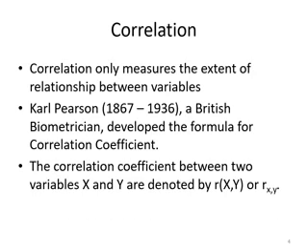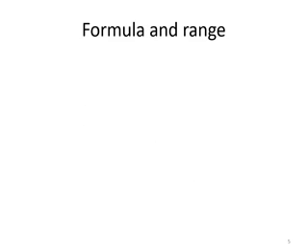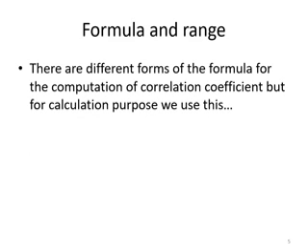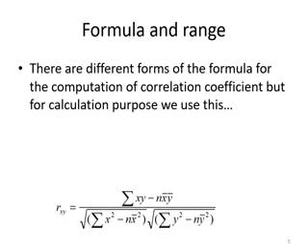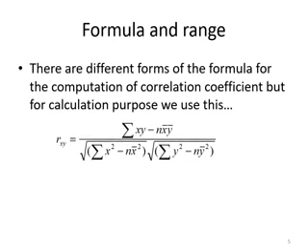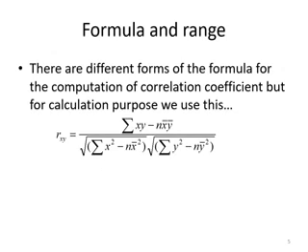The correlation coefficient between two variables, say x and y, is denoted by either r(x,y) or r suffix xy. This is the notation for the correlation coefficient, which was used by Karl Pearson. And the formula has the following form, which is easier for computational purposes. There are different forms of the same formula giving the same result, but this is the most popularly used for computational purposes.